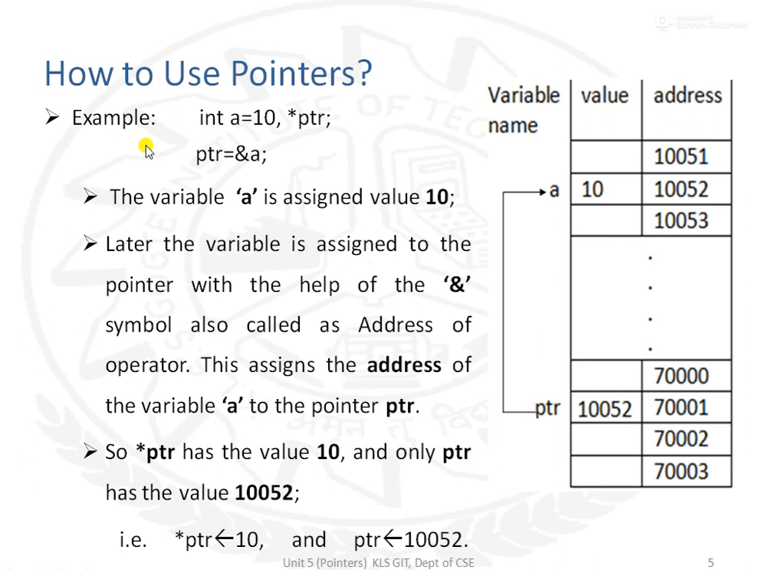Now we'll see further in a pictorial way. int a = 10. So a is an integer variable having the value 10, and *ptr is an integer pointer. So we are assigning ptr = &x. You can see x has the value 10 which has an address 10052. So when we assign &x to ptr, it has the value 10052. So when we use *ptr, it gives us 10, and when we use only ptr, it gives us 10052.